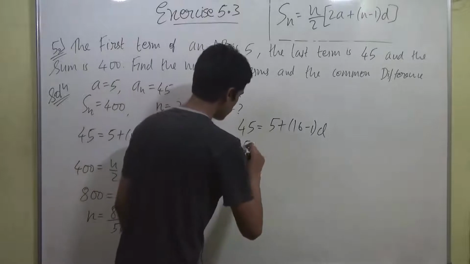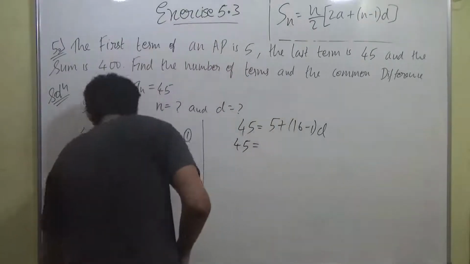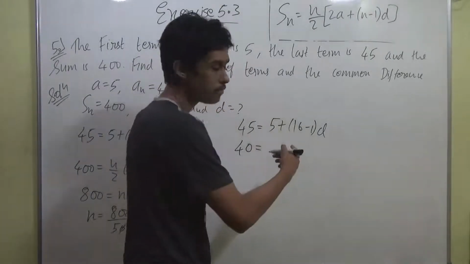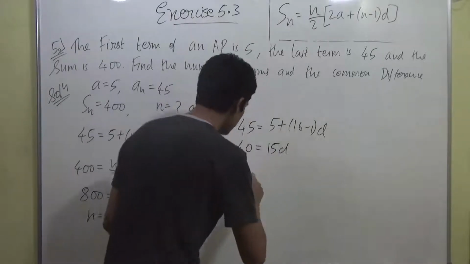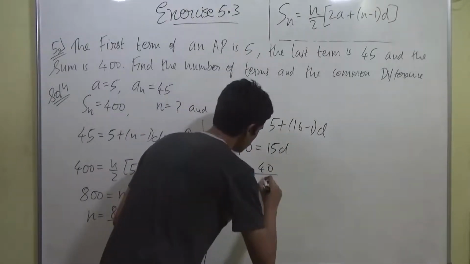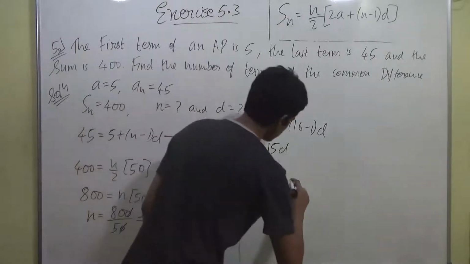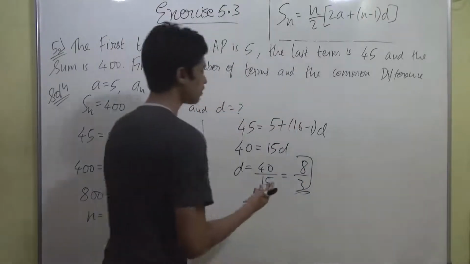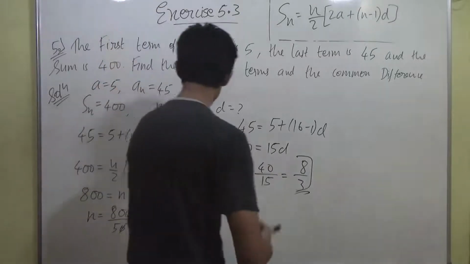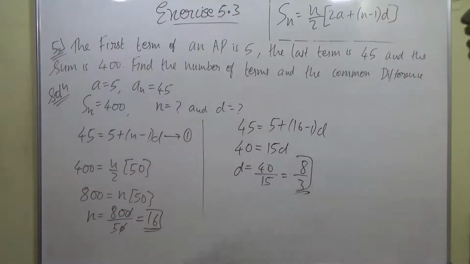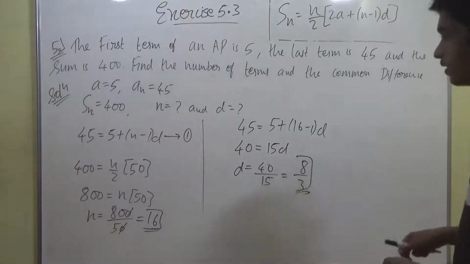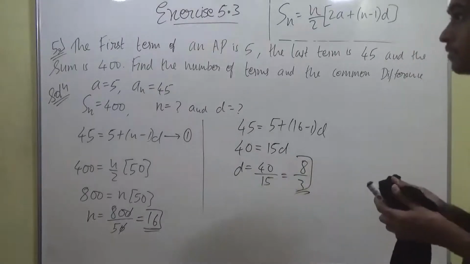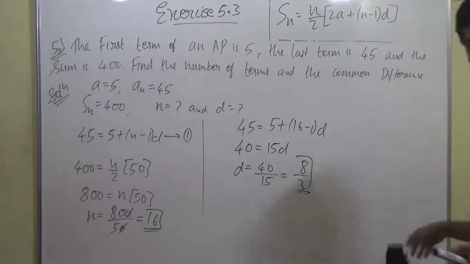So 45 equal to, when 5 comes to LHS, it's going to become minus 5. So 45 minus 5 will become equal to 40. So 40 equal to 15d, because 16 minus 1 is 15. Then d will become equal to 40 by 15, which, if you divide by 5, is going to become 8 by 3. So d is nothing but 8 by 3 and n is equal to 16 in this AP guys. So that's what they asked and we gave the solution, right? So that's it guys. This is your fifth main question. After this we can go to the next question. You can take a screenshot or make a note of it. Done guys.